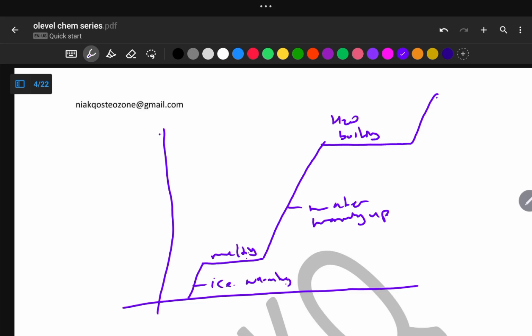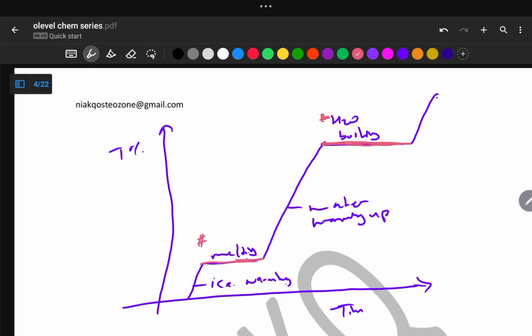So this is what you need to know. Here we have temperature, and here we have time on the horizontal axis. You need to understand why this phase is a horizontal line. You need to take note of that, because at times you'll be examined to label the curve.